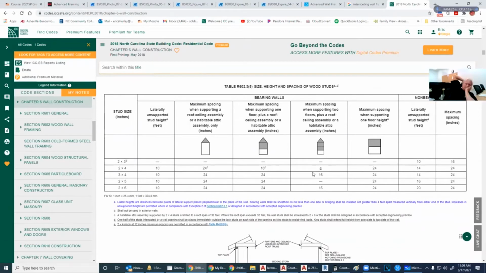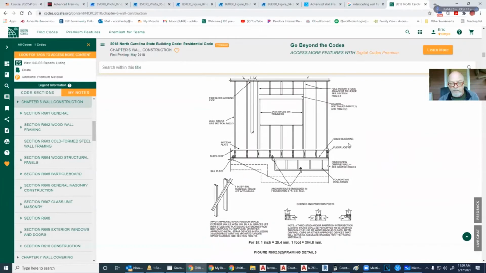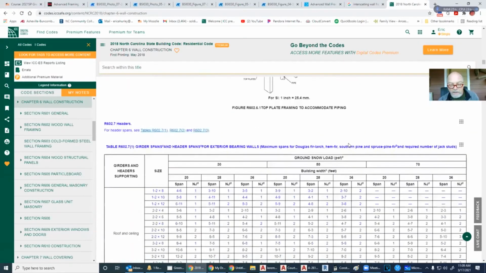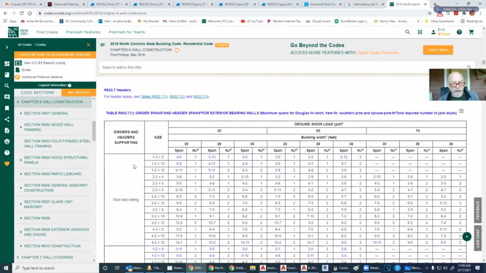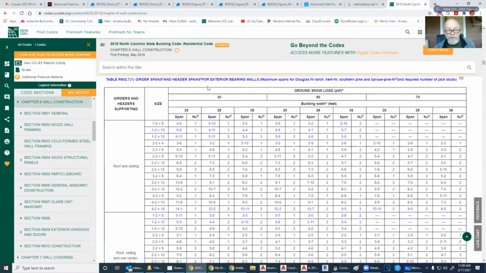So when you go to 3 stories, that eliminates even a 2x6 being used at 24 inches on center. When you're using your headers, use the tables, 602.7.1. So here is our girder and header supports. We have to consider our snow load. If we're in Florida, we're using this. If we're in Montana, we're using this. So we could easily use the 50 PSF snow load.